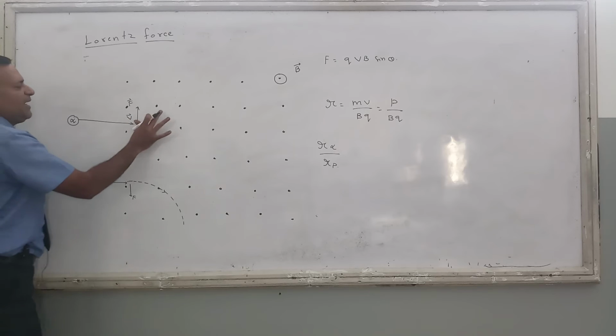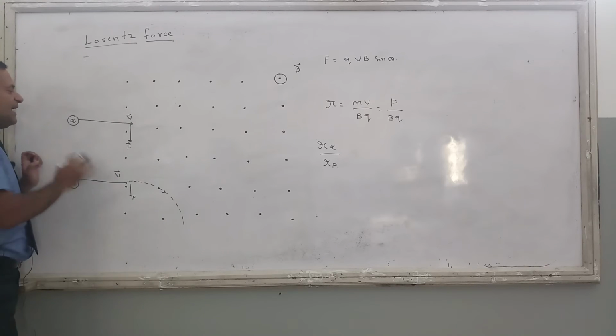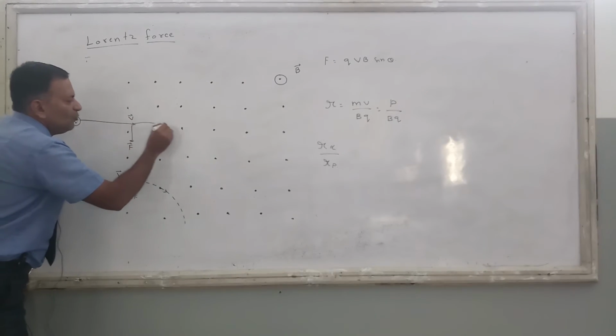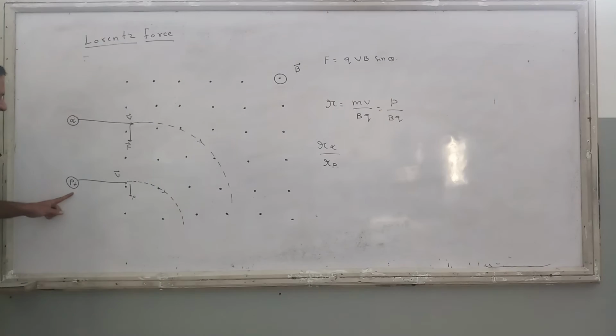The force will not be upwards. The force here also will be downwards, and this alpha particle is also going to move in a circular path like this. Okay, this is positive. Alpha particle is also positive.